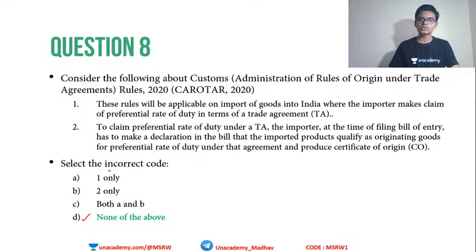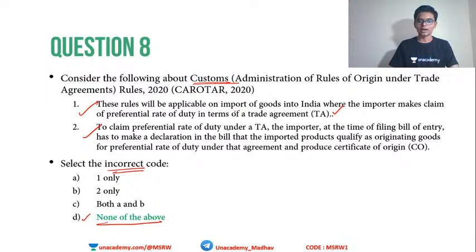Okay, you are asked to choose the incorrect code. So, both these are correct. So, answer is D. So customs rules, the only area where I can mess this up is changing import to export. But customs is more related to importing goods to India, not the other way around. So this is actually correct. Second statement is also correct.